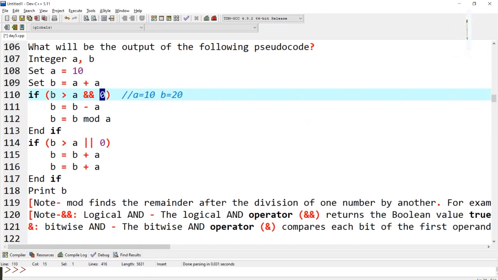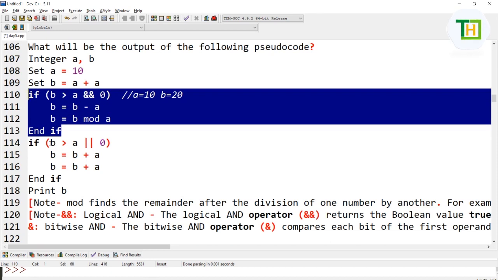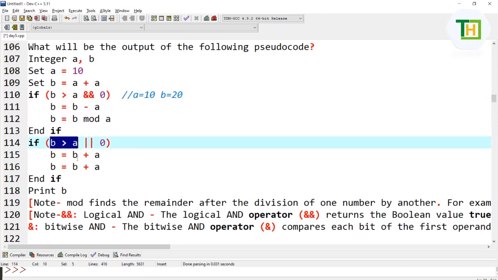Just observe here, this is the logical AND operation. Both statements have to be true, but here only one statement is true. The next statement is false. That's why the control is not entering this block and moves into the next block. Again, it is checking whether B is greater than A, that is 20 is greater than 10. Yes, true. And this is the logical OR gate. If one statement is true, the total statement is true.